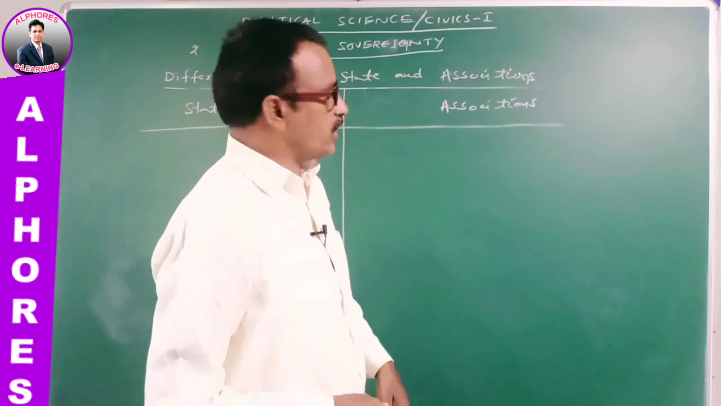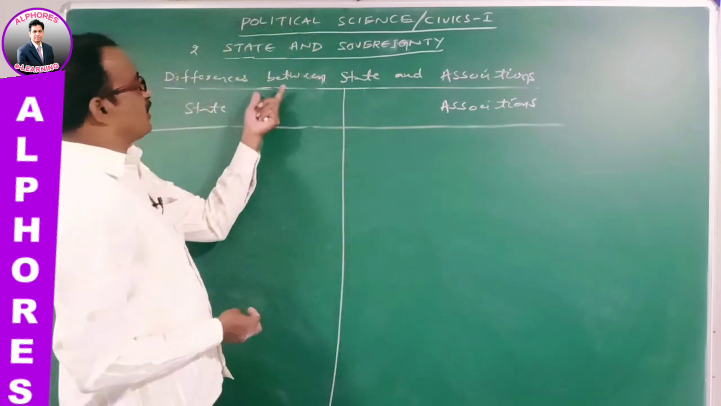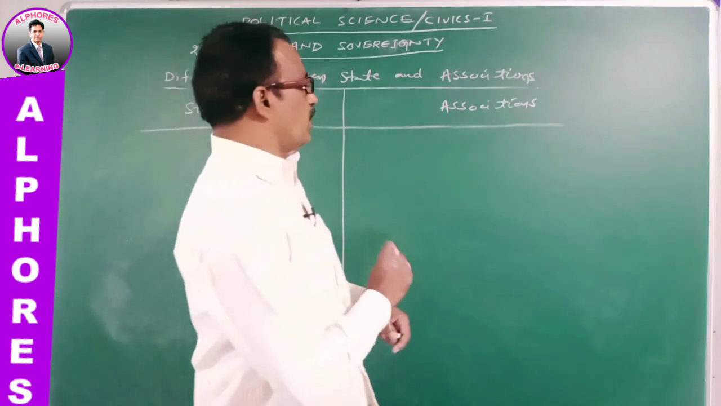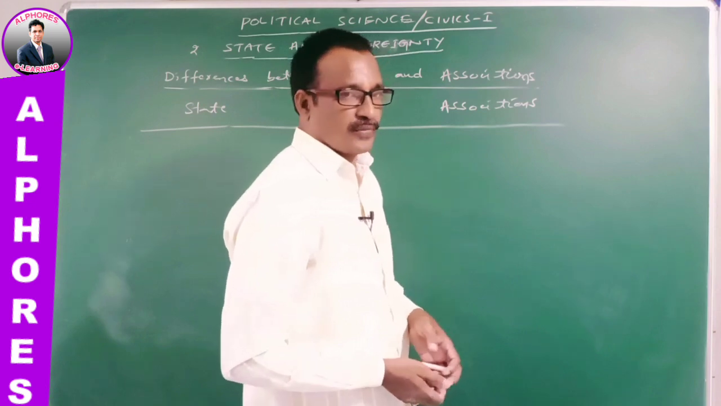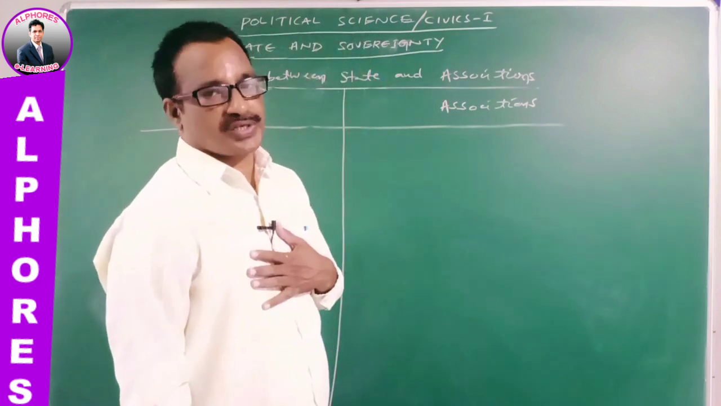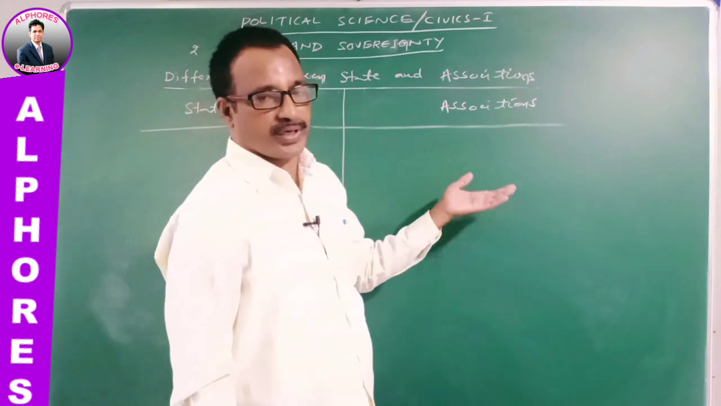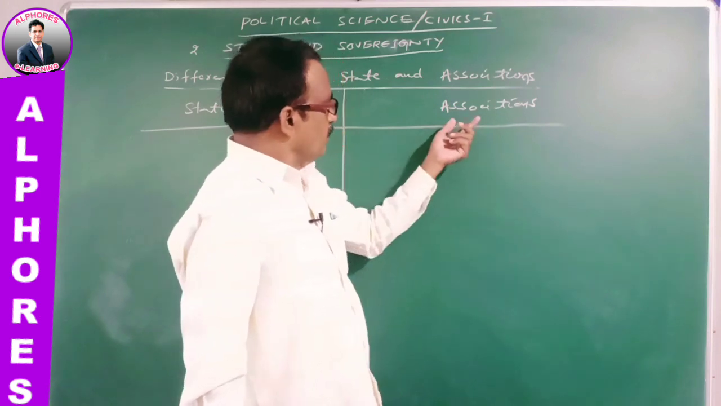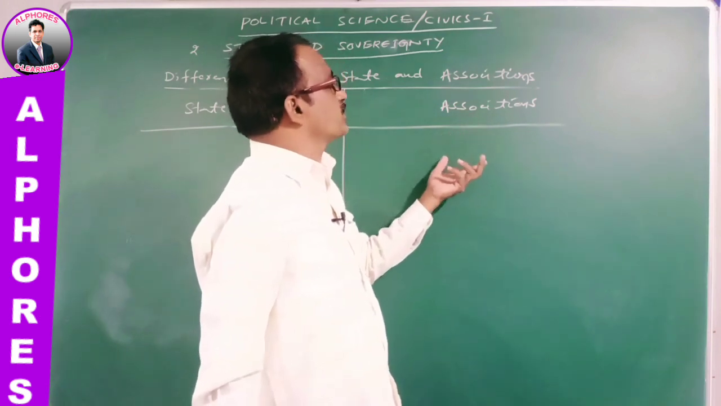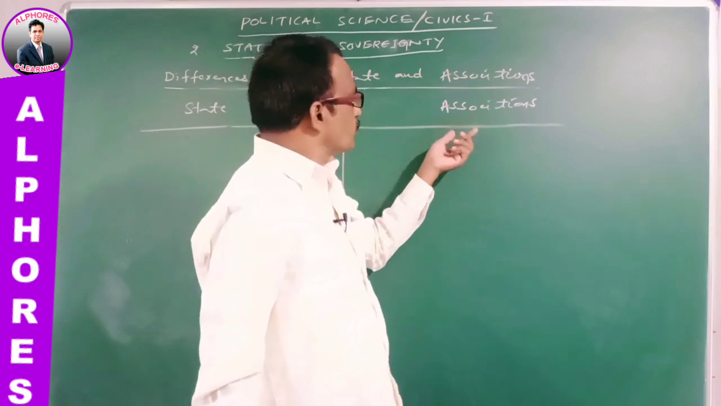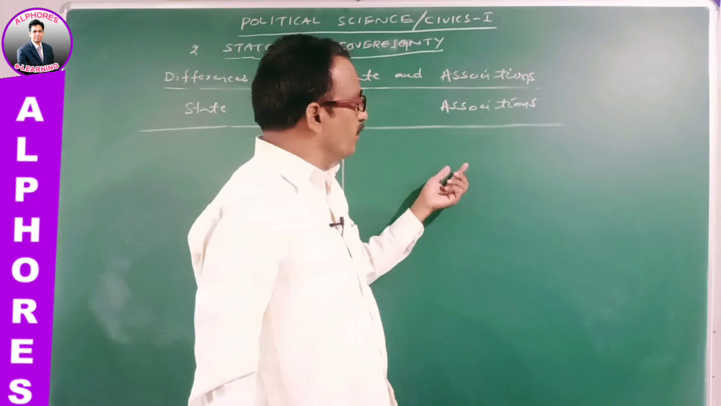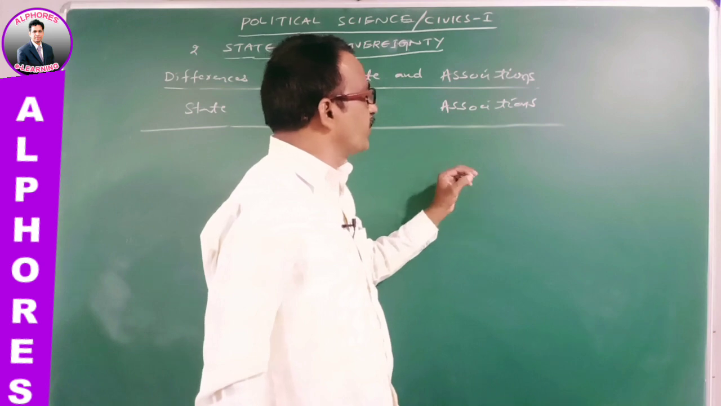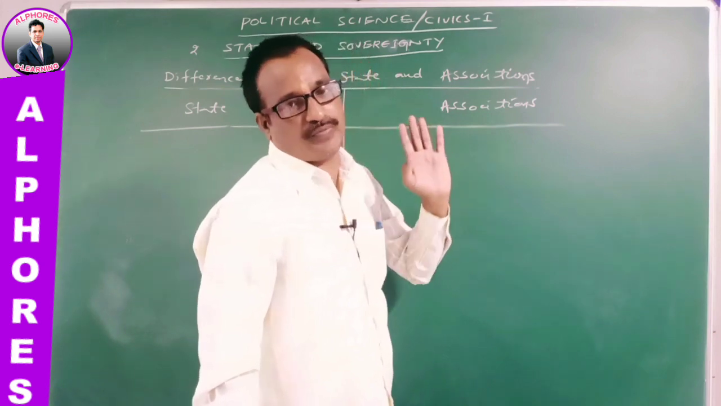Dear students, now I am going to one more topic, that is the differences between state and associations. Already we know about society. In society, so many associations are there, like social, political, economic, cultural, religious, educational, and so on. Here, one important difference between society and state is society is formed for fulfilling various needs of the individuals, whereas an association is formed for fulfilling a specific objective of the individuals.